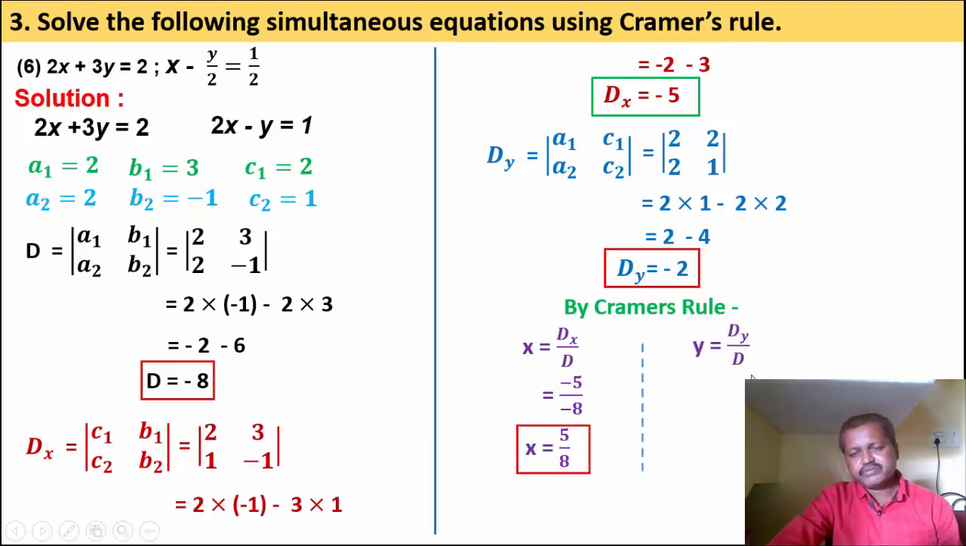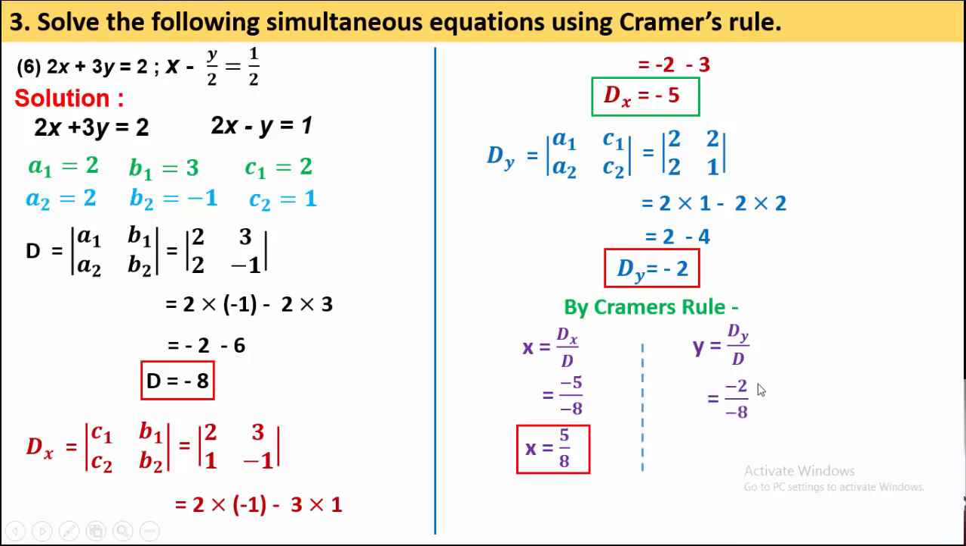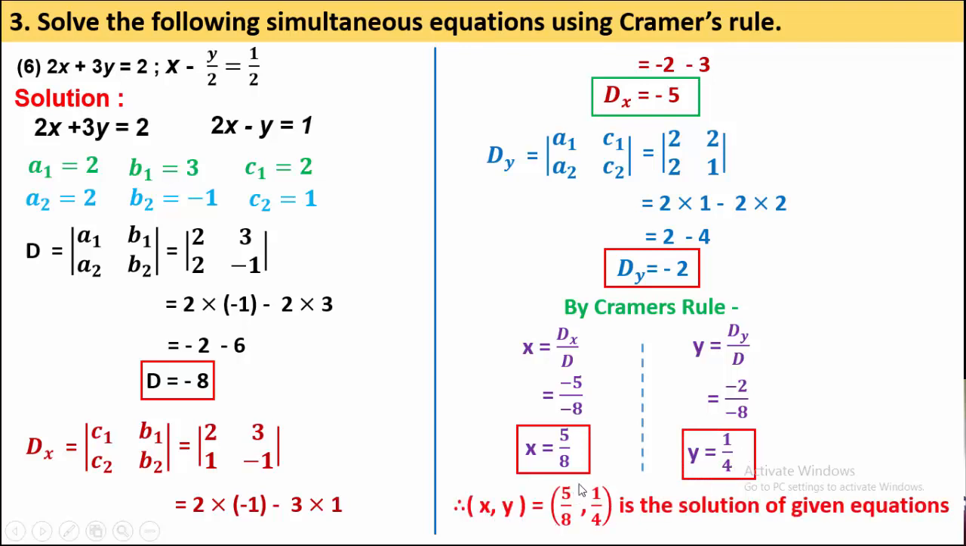Now y is equal to dy upon d. So right here the value for dy is minus 2 and d is equal to minus 8. So right here minus 2 upon minus 8. As you simplify you get 1 upon 4, minus minus becomes plus. So this is the value for y, it is 1 upon 4. So our answer is x comma y is equal to 5 upon 8 comma 1 upon 4, which is the solution of the given equation. So just like we solved all the examples in practice set 1.3.